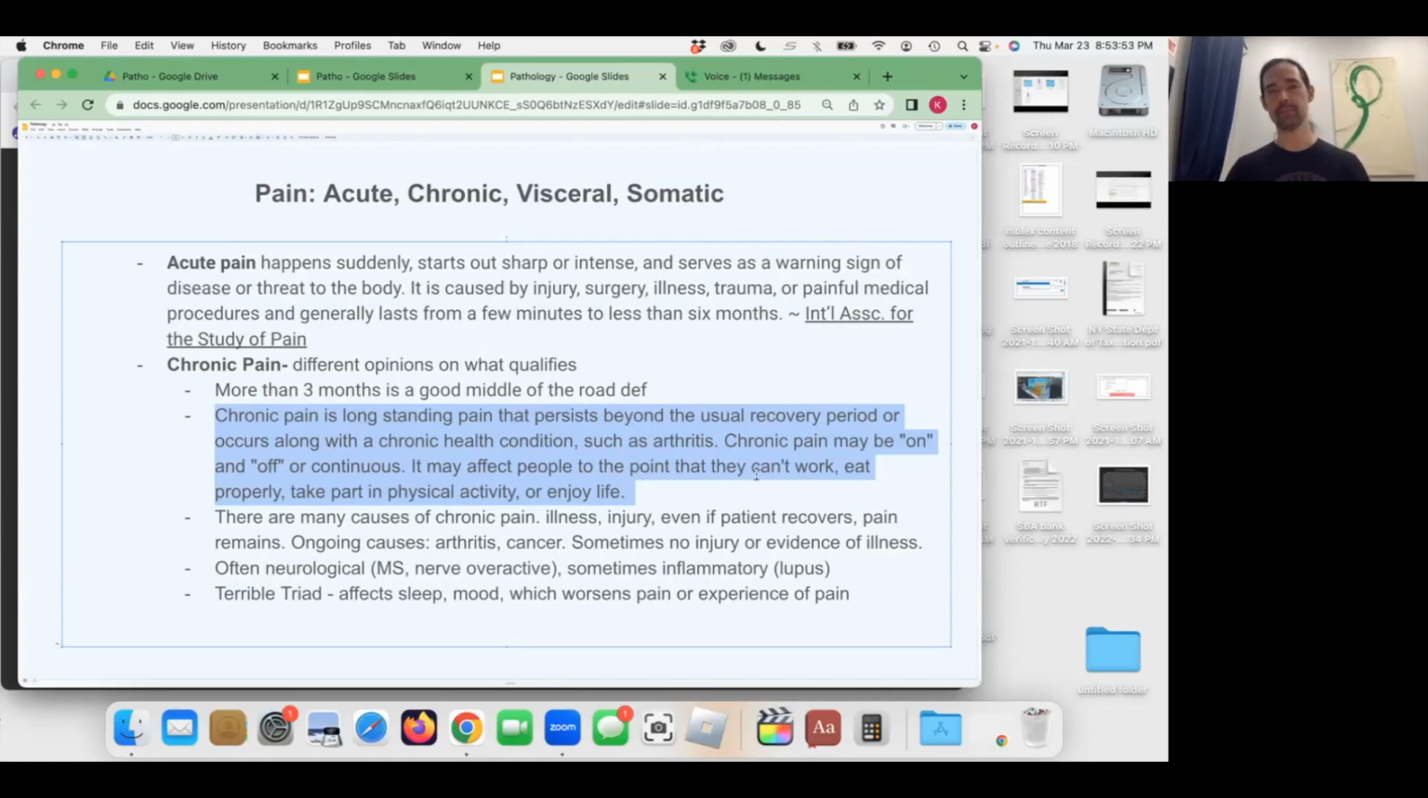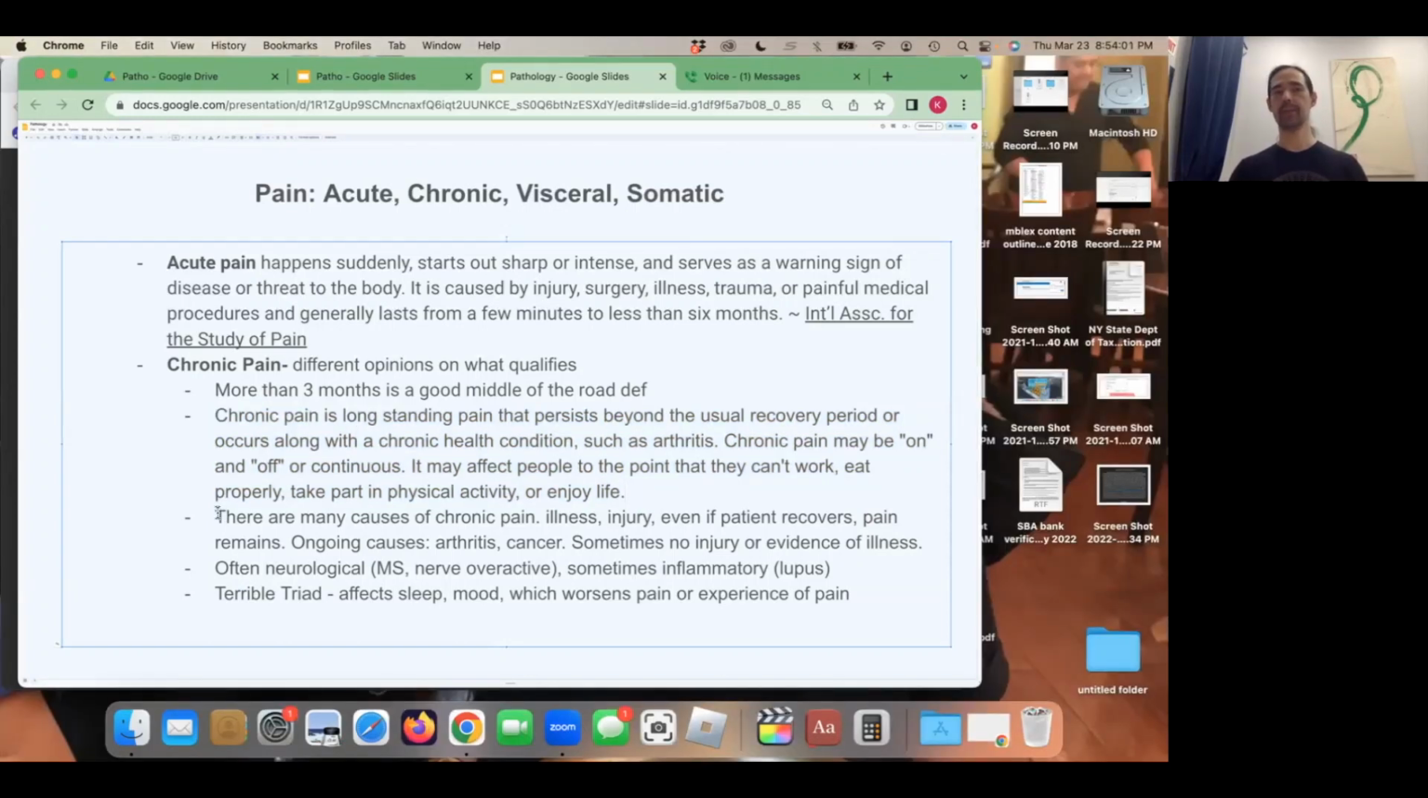It may affect people to the point that they can't work, they can't eat properly, they can't take part in physical activity, or they cannot enjoy life. There are many causes of chronic pain, such as illness and injury, and even if the patient recovers from illness or injury, oftentimes the pain remains. Some of the ongoing causes include arthritis and cancer, and sometimes there's no illness, no injury.